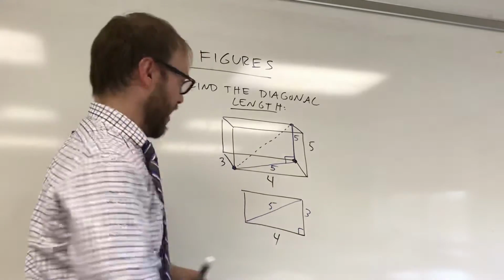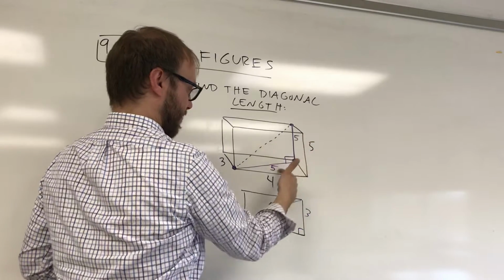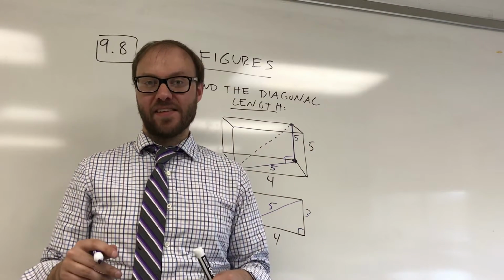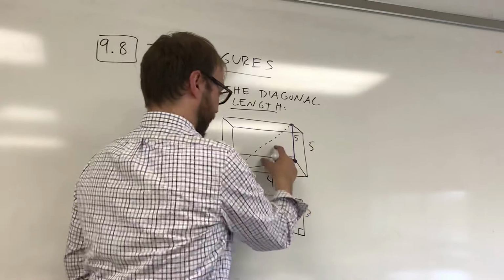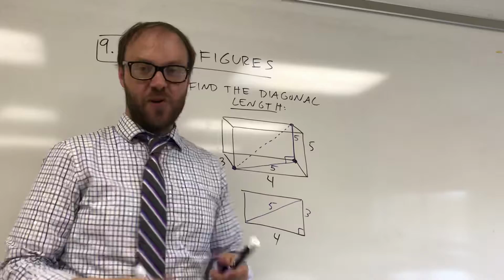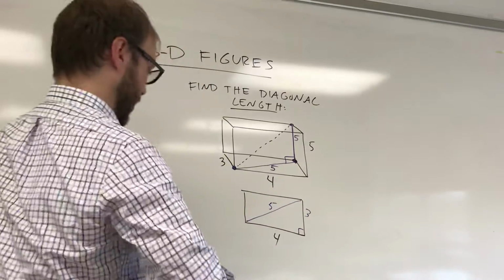But here's the point. We now have a right triangle in here with side lengths of 5 and 5. And in this particular case, you may notice, oh, that's an isosceles right triangle. That's a badly drawn 45, 45, 90 triangle. The hypotenuse is going to end up being 5 radical 2. If you didn't recognize that, no big deal.